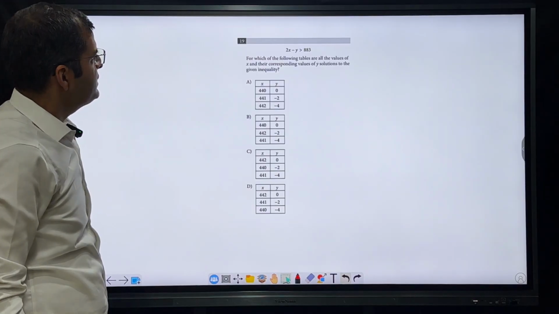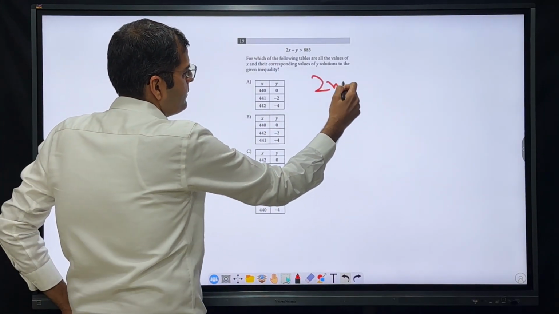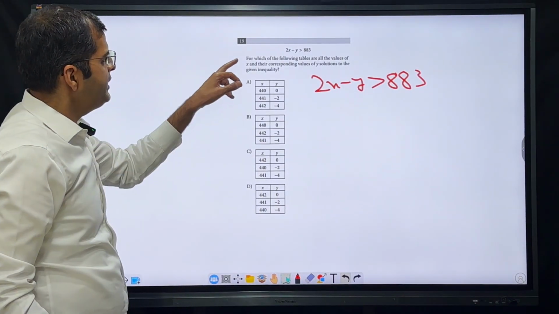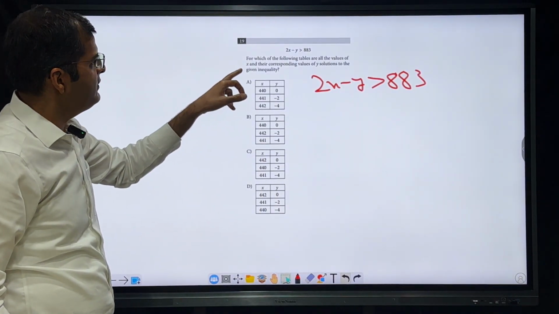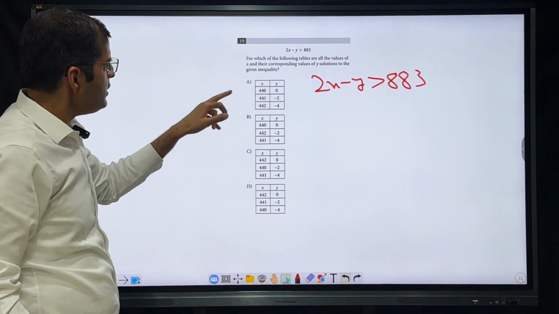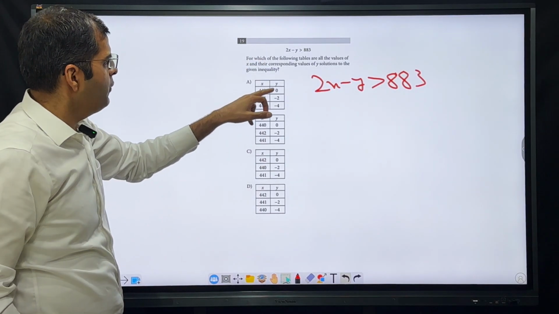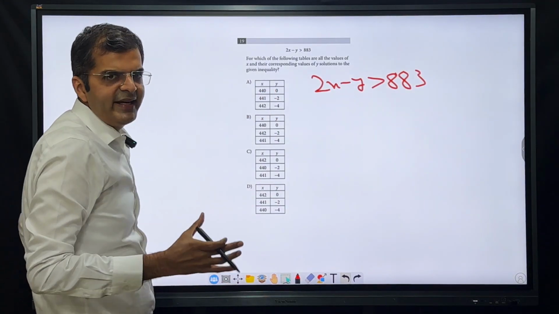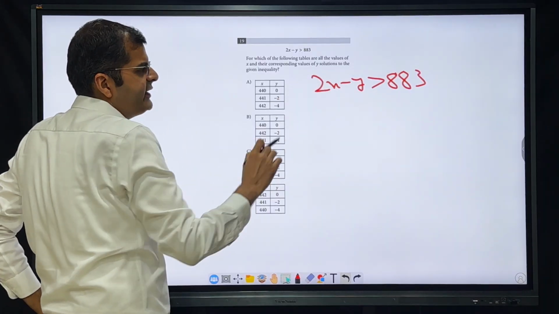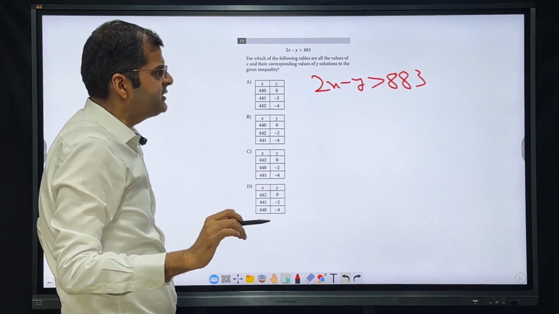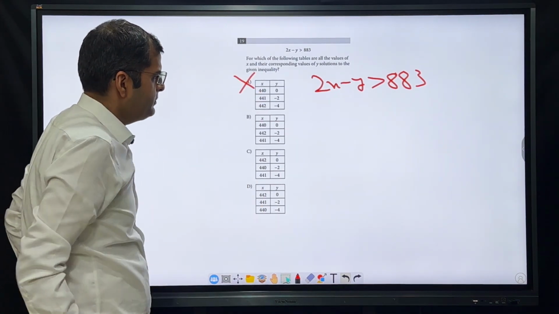Now this question says 2x minus y is greater than 883. For which of the following tables are all the values of x and y corresponding to solutions of this inequality? So first one we take: x as 440 and y is 0. If I put x as 440, 2 times 440 is 880 and y is 0. 880 minus 0 is 880. Is 880 greater than 883? That is not. Option A rules out.